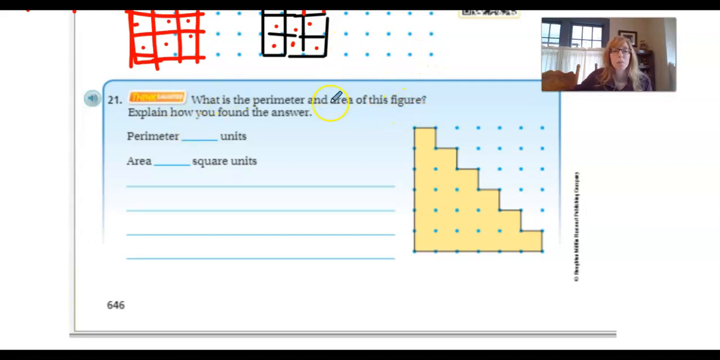All right, so number 21, what is the perimeter and the area of this figure? So hopefully you did the distance around and you counted all of the sides like you were running around this figure. And hopefully you got 24 units. And then the area, if you would have counted all of the inside square units, okay, you would have gotten 21. All right, we're moving on.